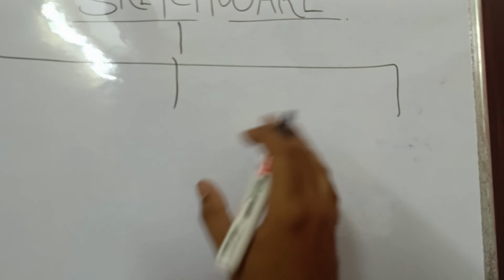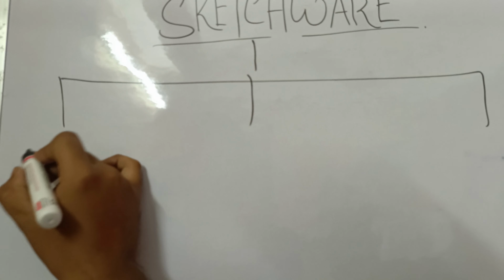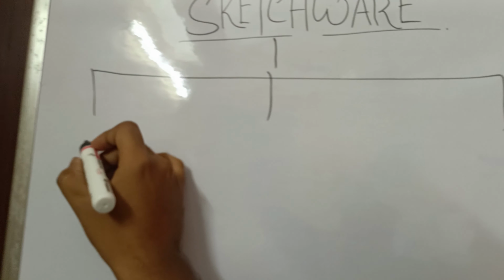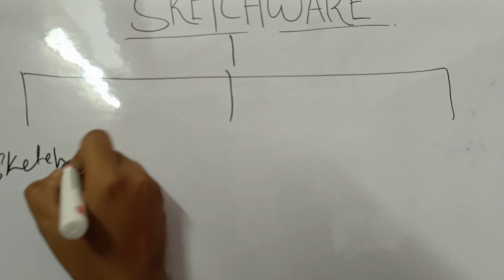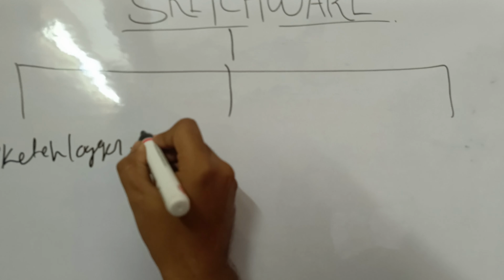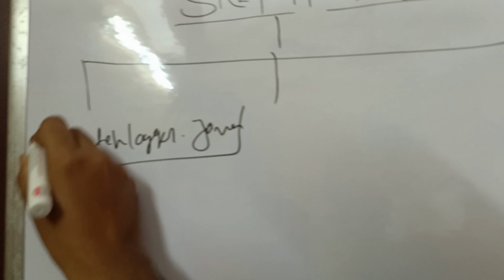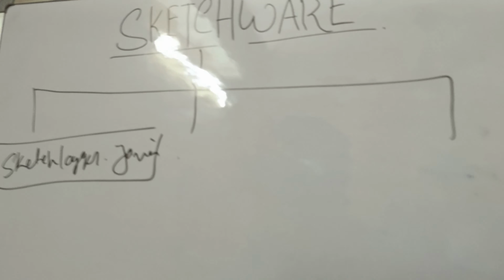So the first error is the one you get while you compile. Someone also mentioned on my Telegram what kind of error it is. It's basically the SketchLogger.java file that gives you that error.